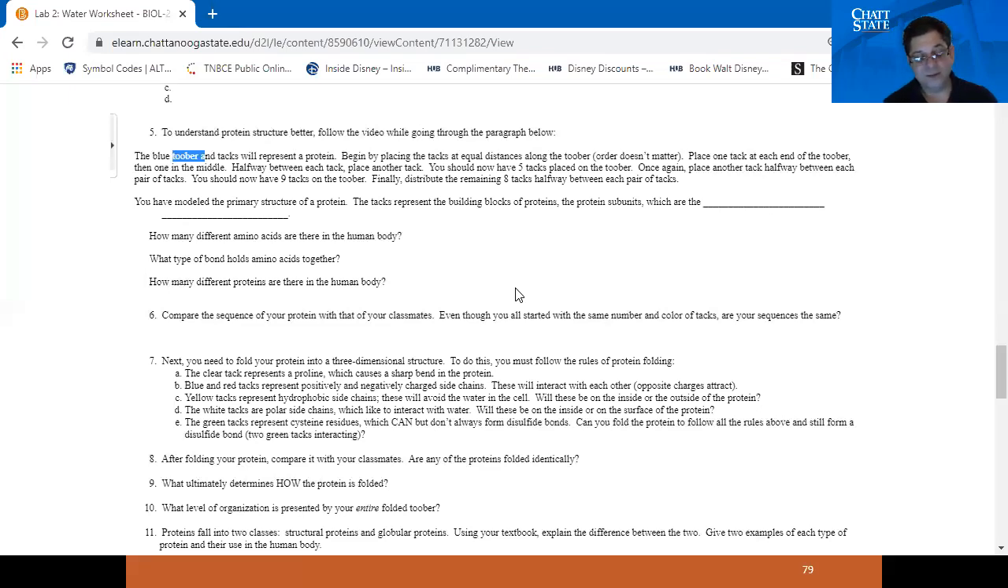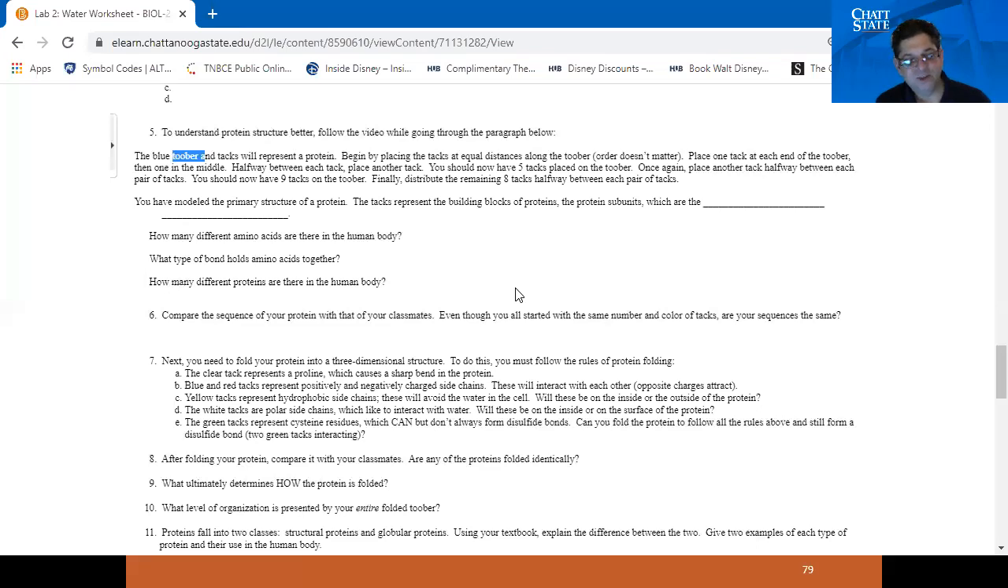Well, guess what? You need to touch that red tack to the blue tack, kind of like Twister. You're going to be bending that blue tube to bring that red tack close to the blue tack, because for some reason they're attracted to each other. And then 2 yellow tacks might be attracted to each other, or 2 clear tacks might be attracted to each other, that kind of thing. That's what the experiment explains.